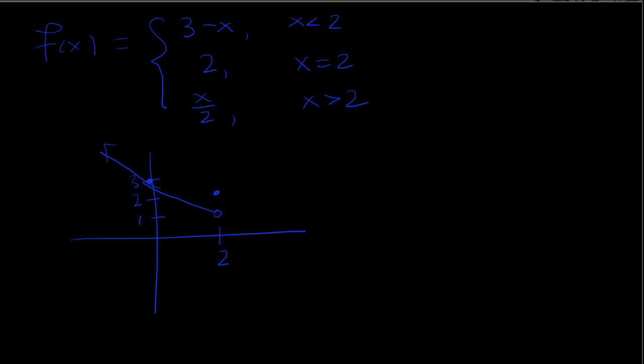To the right of 2, we have x over 2. And if I plug in 2, I get 1. And there we're going to put a hole there. So it's going to look something like that. Now let's take a look at the limit as x approaches 2 from the left, from the right, and then at 2.